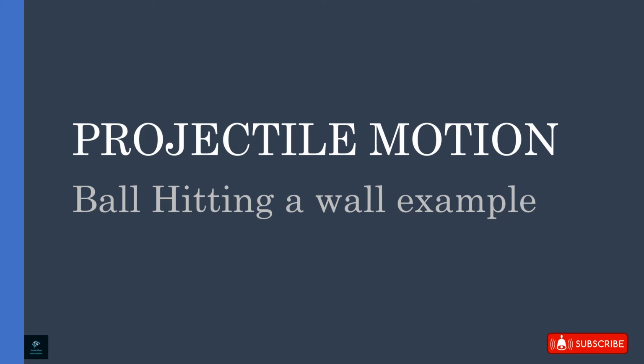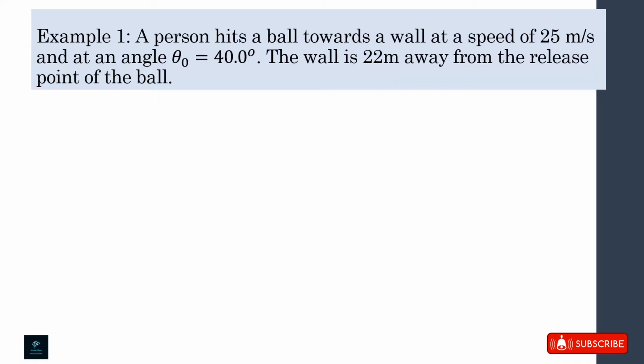Hello and welcome to the lecture on projectile motion. In this video, we will take an example of a ball hitting a wall. In this example, a person hits a ball towards a wall at a speed of 25 meters per second and at an angle theta 0 equal to 40 degrees. The wall is 22 meters away from the release point of the ball.